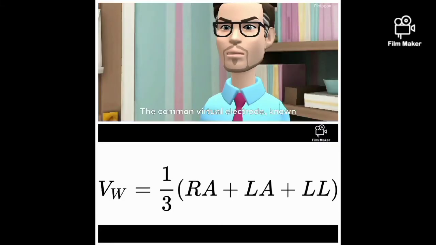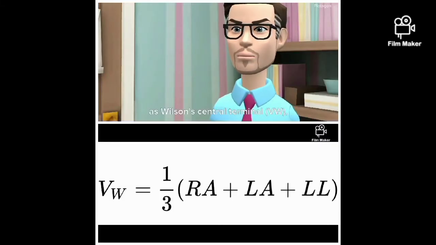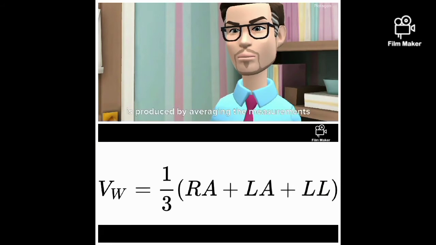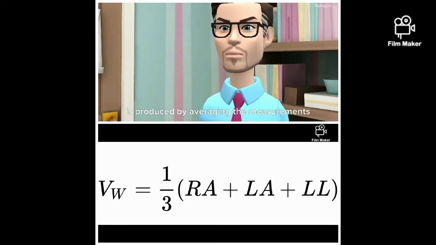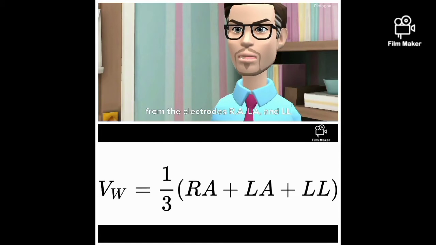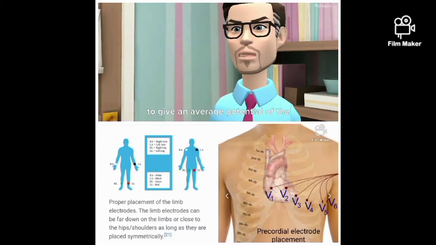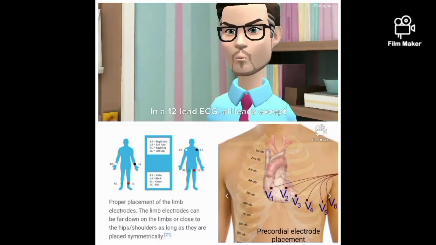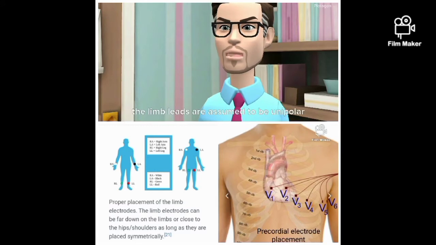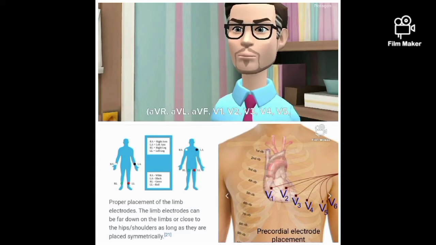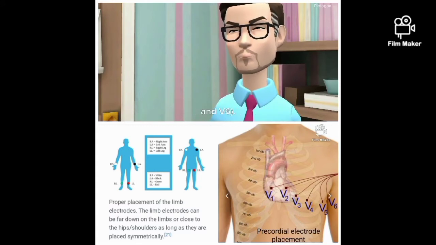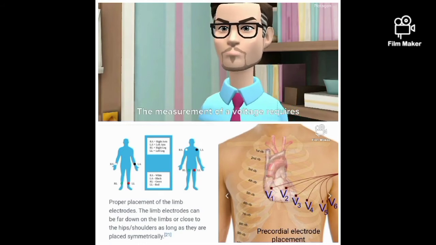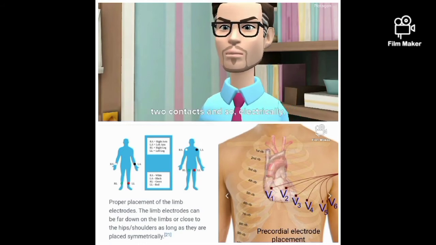The common virtual electrode, known as Wilson's central terminal VW, is produced by averaging the measurements from the electrodes RA, LA, and LL to give an average potential of the body. In a 12-lead ECG, all leads except the limb leads are assumed to be unipolar: aVR, aVL, aVF, V1, V2, V3, V4, V5, and V6.